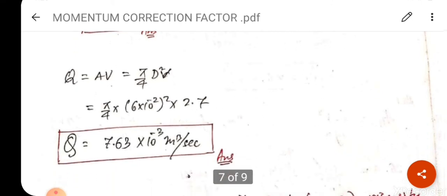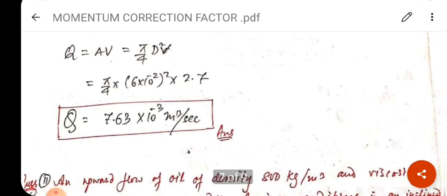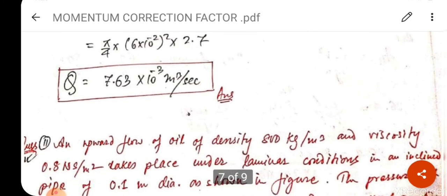Now discharge. We all know that discharge is given as area into velocity, so pi by 4 d square into v. After putting the value, we will get the answer as 7.63 into 10 raised to minus 3 meter cube per second. That is the volume flow rate or discharge through the pipe.